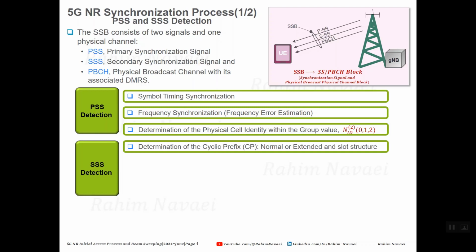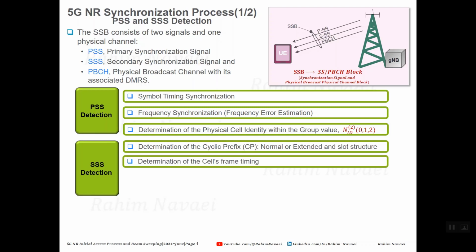Upon detecting the SSS, the type of cyclic prefix, CP, can be identified. It can be normal CP, NCP, or extended CP, ECP. In fact, the CP type detection can assist the 5G device to determine the slot structure. As you know, with NCP, we've got 14 OFDM symbols per slot, and in case of ECP, we've got 12 OFDM symbols per slot.